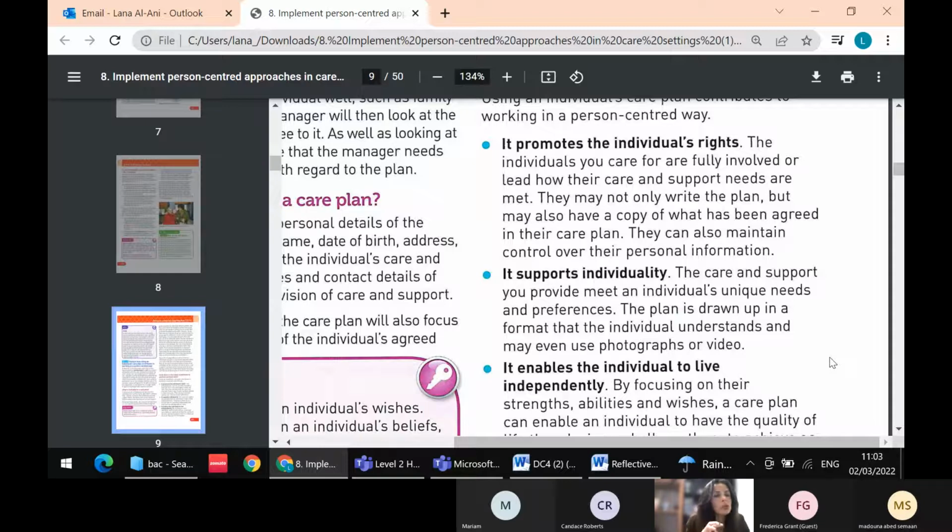They can also maintain control over their personal information. Why? Because they tell you exactly how you would manage this information, how you would manage their own day-to-day activities. Also, it supports the individual. The care plan support you provide meets the individual's unique needs and unique preferences. These plans, because you wrote them by talking to each individual, you wrote them based on their preferences, what you understand from their wishes, from their own rights. You give them their own rights.